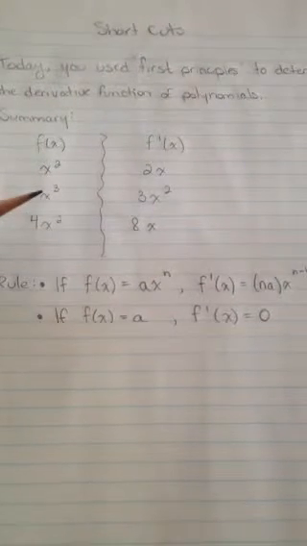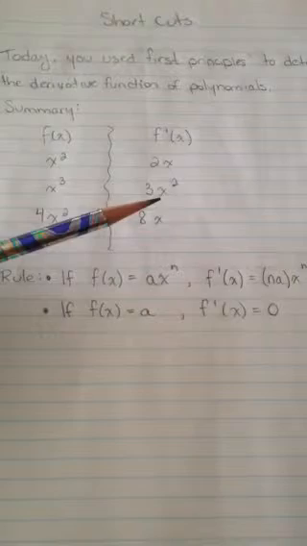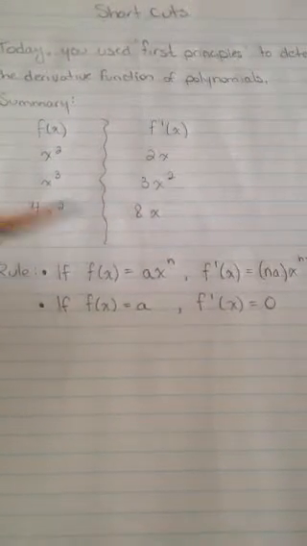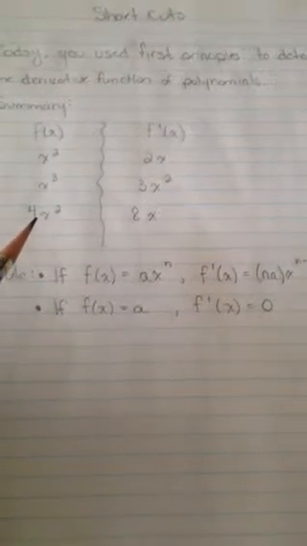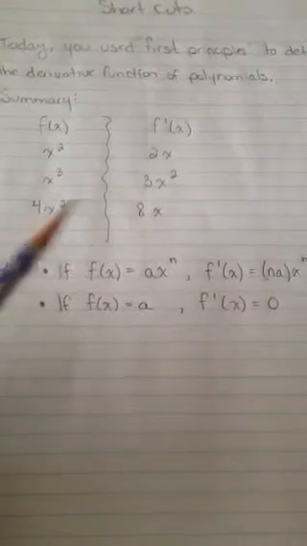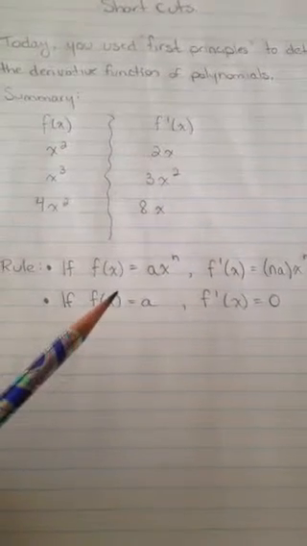And then x cubed, again the 3 comes down in the front, becoming 3x, and then you reduce the exponent value by 1, so you get 3x squared. So 4x squared now, if you have a coefficient, you're going to multiply the coefficient by the exponent, getting 8, and then you reduce the exponent by 1, and again you get 8x.